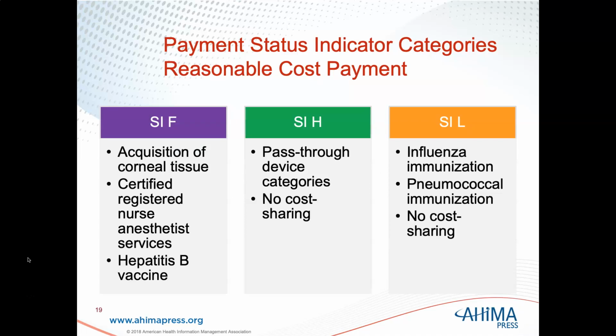Reasonable cost payment. This is SIs F, H, and L. These are a small subset of services and supplies that are reimbursed at reasonable cost. And so in the cost-based payment calculation, the hospital's specific outpatient cost to charge ratio is utilized. Reasonable cost is then calculated by multiplying the charge or the fee for the service times the cost to charge ratio.